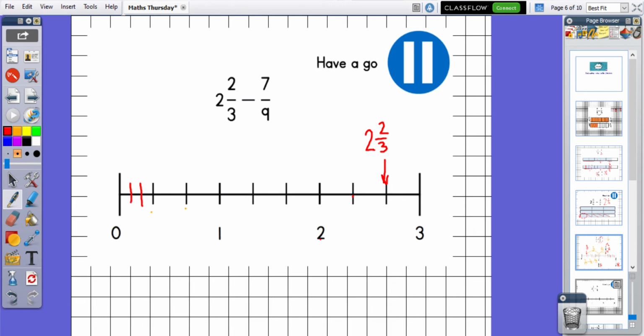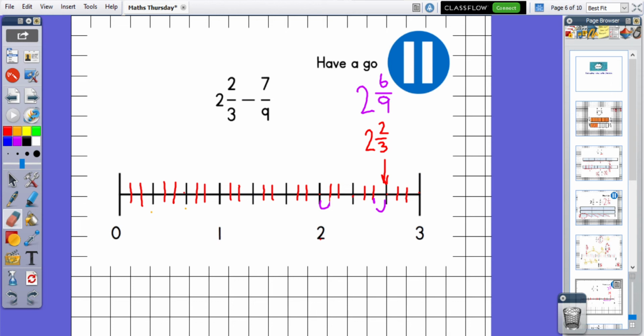So I've got 1, 2, 3, 4, 5, 6, 7, 8, 9. Then I want to start again. 1, 2, 3, 4, 5, 6, 7, 8, 9. Okay? So you can see now that if we look at ninths, I've still got 2 wholes. But this time, instead of having 2/3, I've got 1, 2, 3, 4, 5, 6 ninths. Okay? So 2 and 2/3 is equivalent to 2 and 6 ninths. I found that out by counting up on my number line.